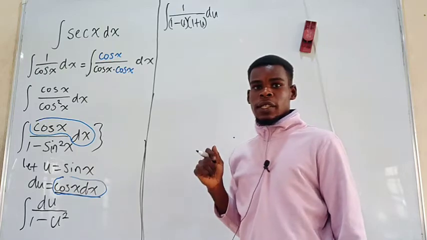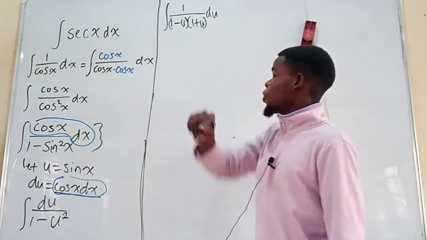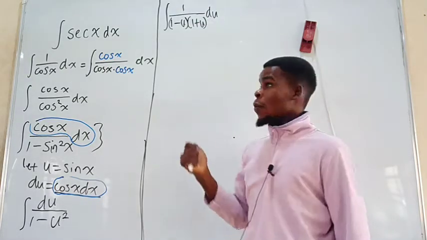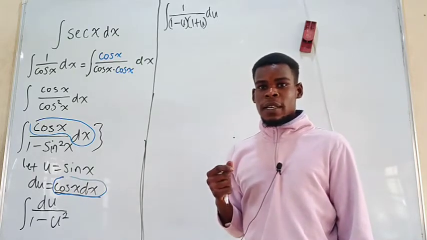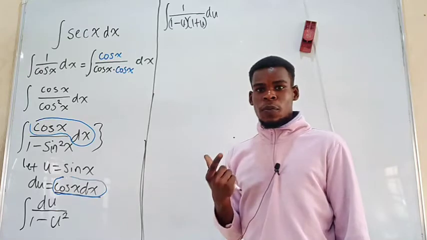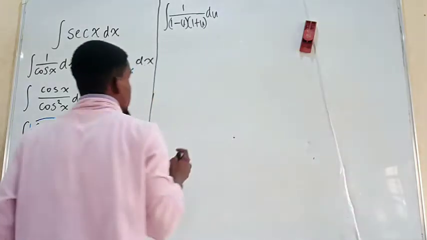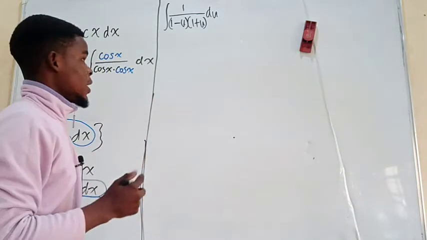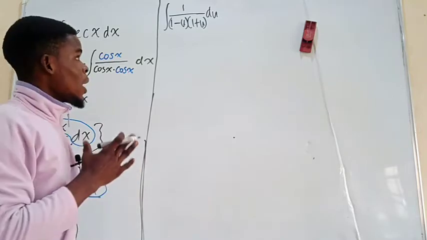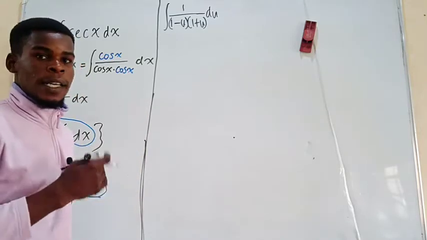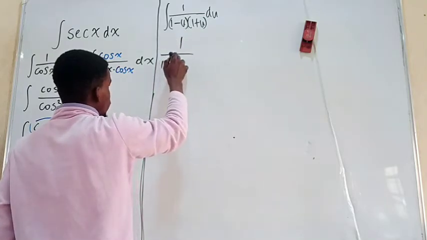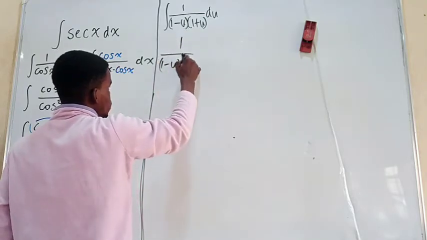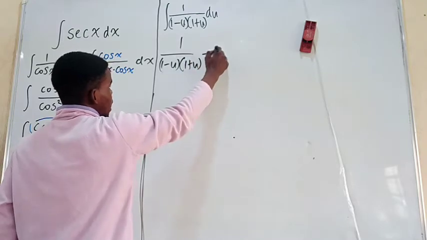In the integrand, we have an expression with linear factors. I would like to decompose this into partial fractions. The way we do it, we're going to put down the factors. Let me just work with the integrand, then I'll plug it backwards into the integral, and we will get what we want from there. So I'll have 1 divided by 1 minus u times 1 plus u, and let me decompose this.